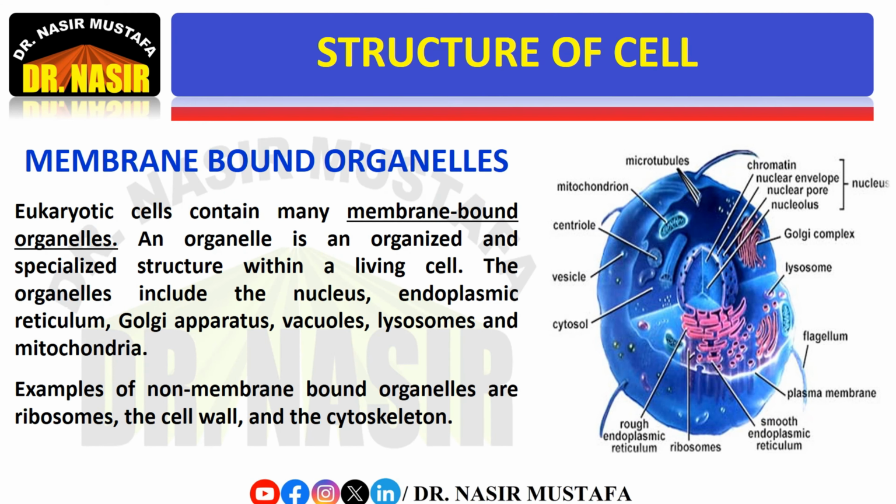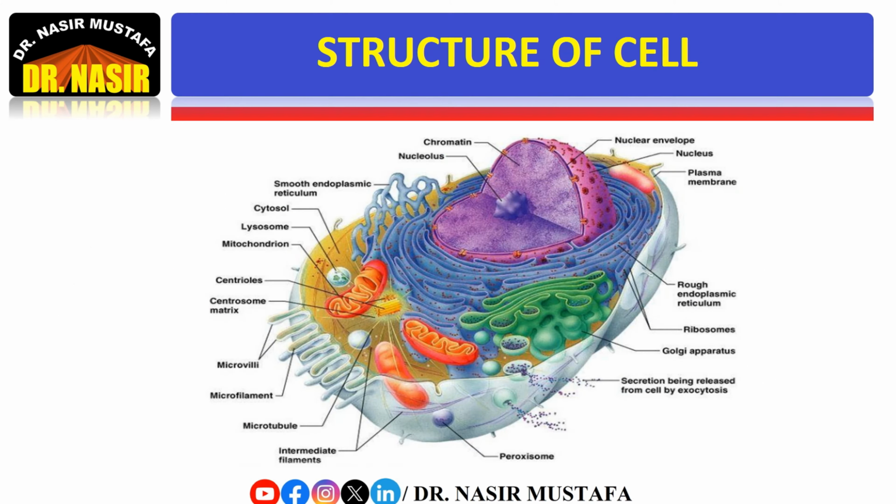Eukaryotic cells contain many membrane-bound organelles, which are organized and specialized structures within the cell. These include the nucleus, endoplasmic reticulum, Golgi apparatus, vacuoles, lysosomes, and mitochondria. In contrast, non-membrane-bound organelles include ribosomes, the cell wall, and the cytoskeleton, which also play essential roles in cell function.